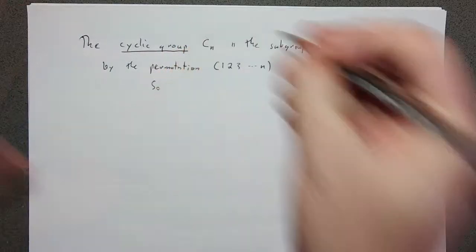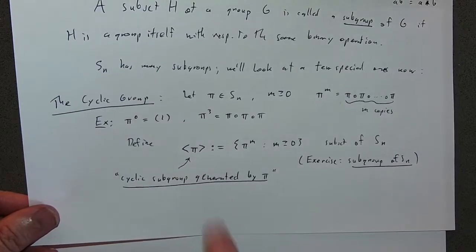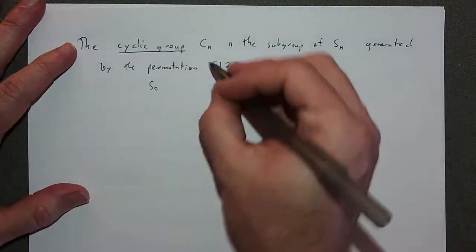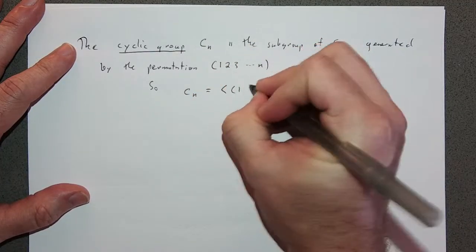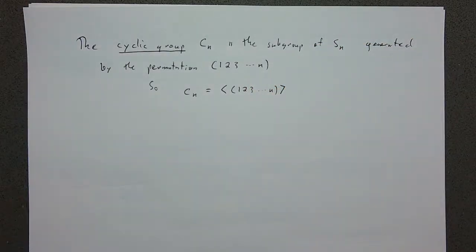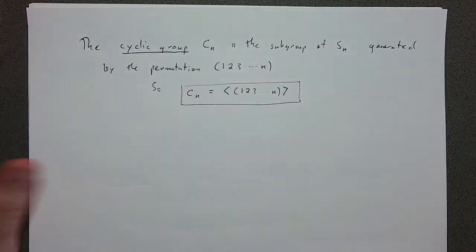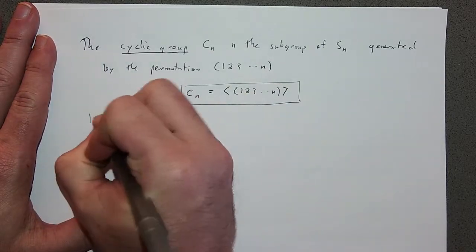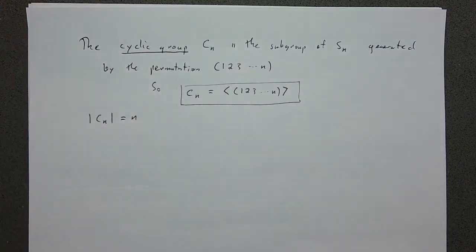So, using this previous notation of having a cyclic subgroup generated by a permutation, C sub n is the cyclic subgroup generated by this single permutation that is represented by that cycle, using cycle notation. Now, how many elements does this have? n. It has n elements.